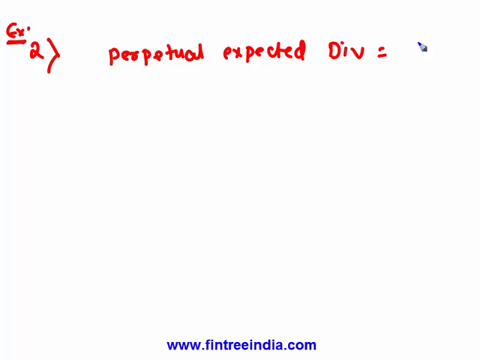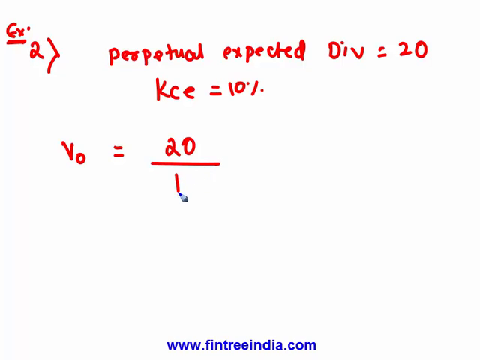Example number 2. Perpetual expected dividend is 20. Cost of common equity is 10%. Again, the logic is same. Value of a stock is present value of all future dividends or cash flows. In this case, we have a perpetuity and we know the formula for perpetuity. Value at time 0 is equal to 20 divided by 10%. The valuation of this stock would be 200. Are we doing fine?